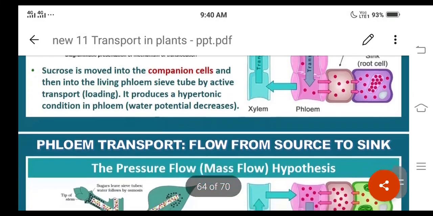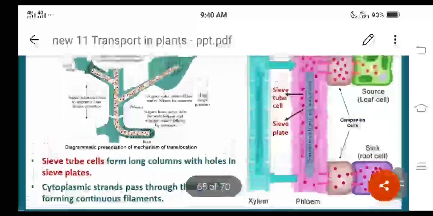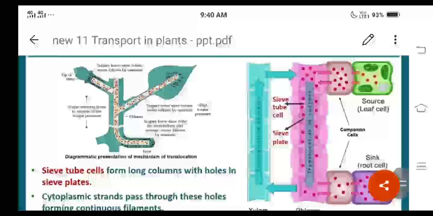And one more thing is the sieve tube cells. In plants, we study that the sieve tube cells are the main food conducting elements. How do they occur in the plants? They are nothing but elongated tube-like cells, and their structure we have studied in the plant anatomy part. Sieve tube cells form long columns with holes in sieve plates, which means they have transverse walls called sieve plates. And in those sieve plates, what will be there?